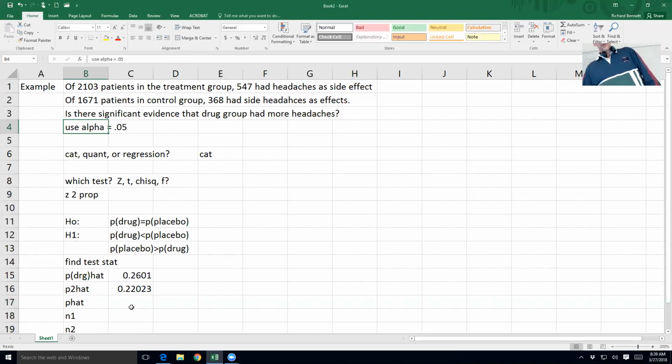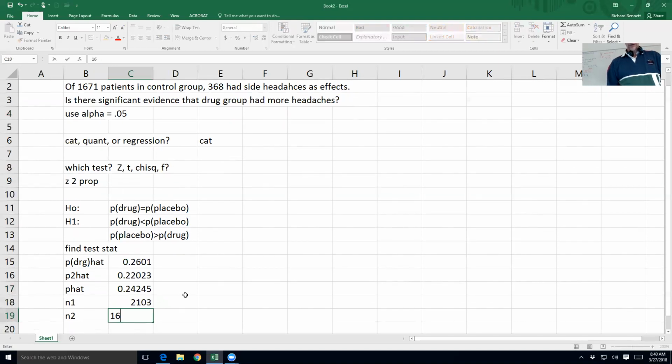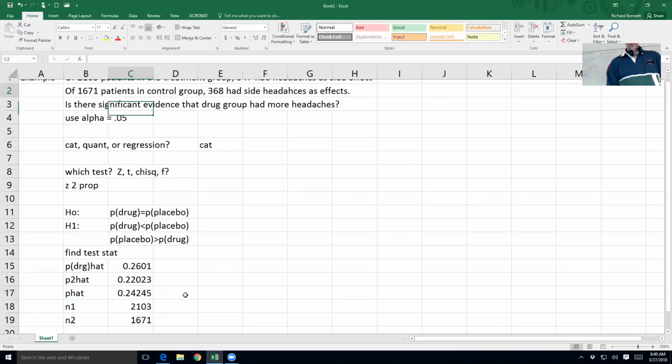All right, so now P hat. What is P hat? It's going to be your two numerators, so your 368 plus your 547 divided by your 1671 plus your 2103. Does that make sense? Your N1 is 2103. Your N2 is 1671.